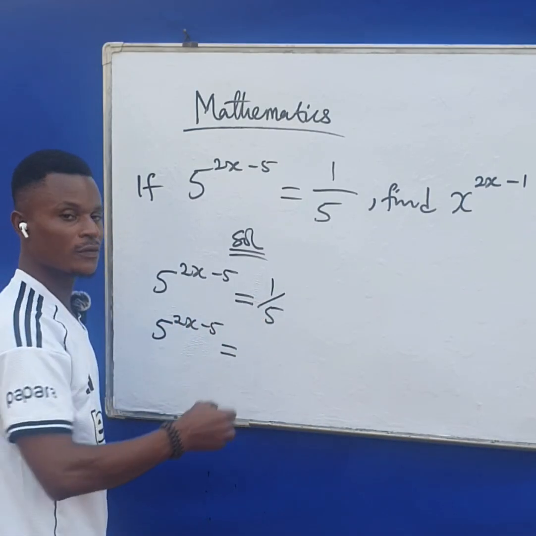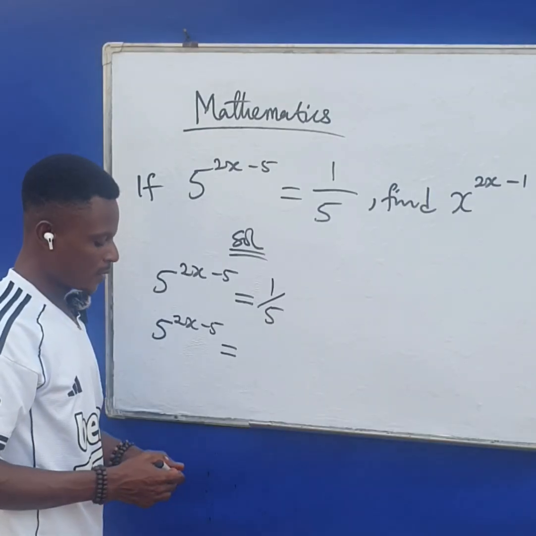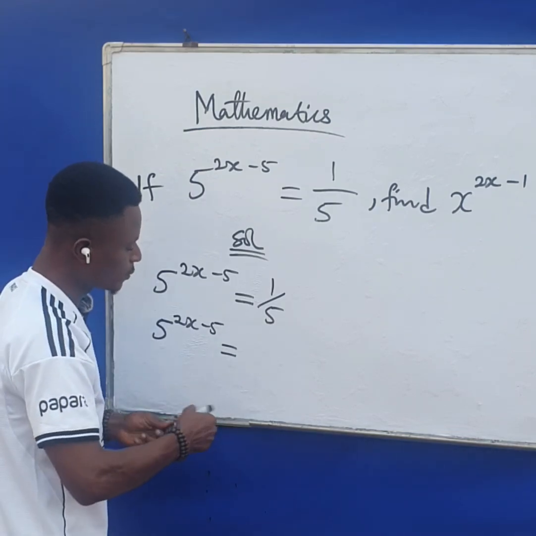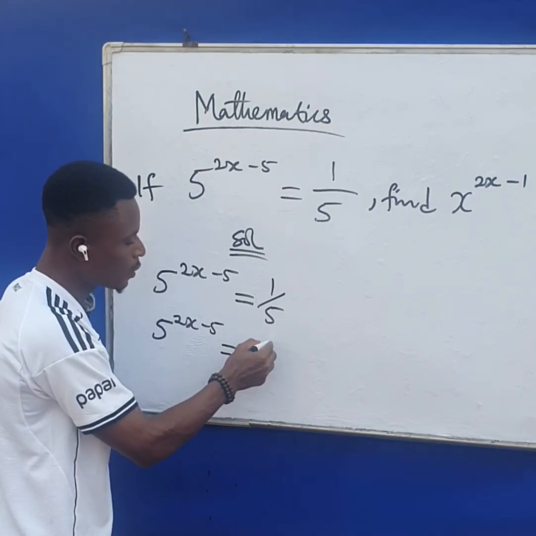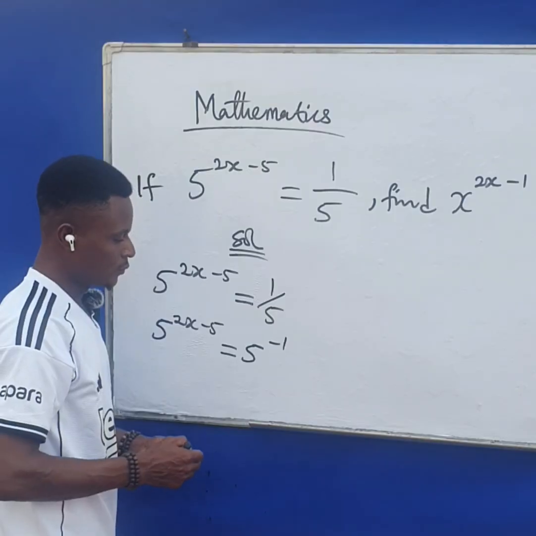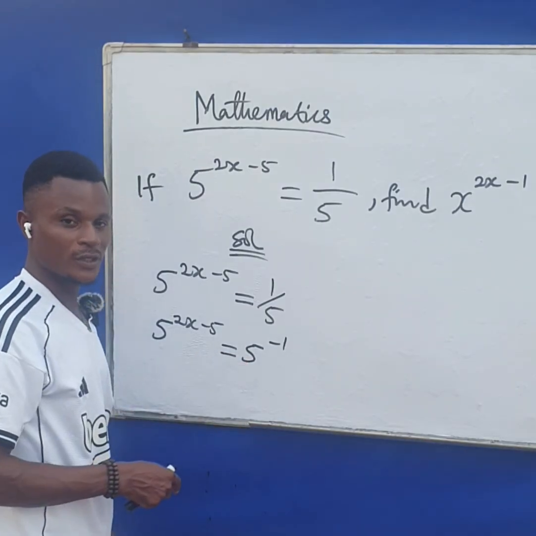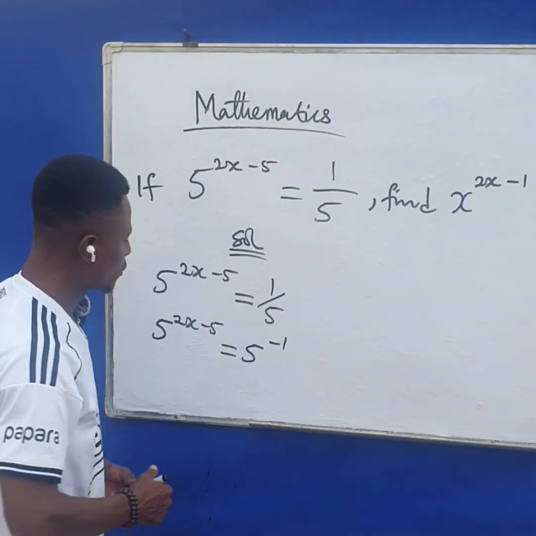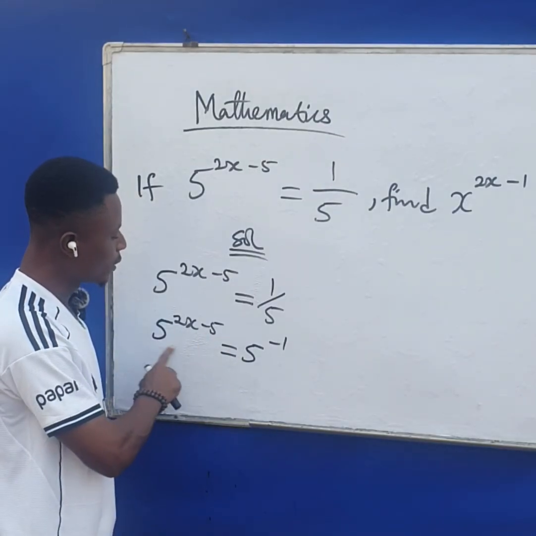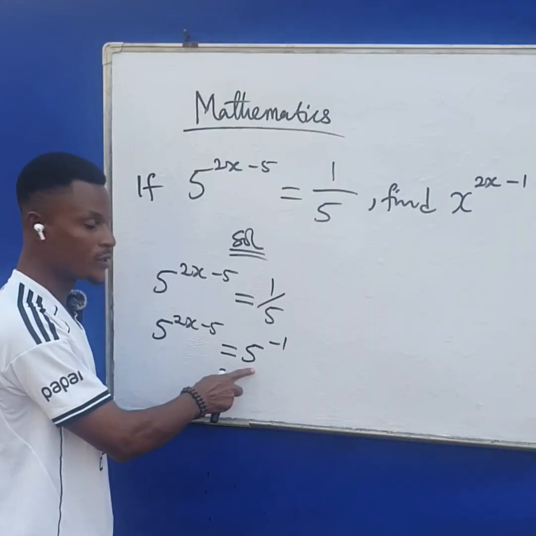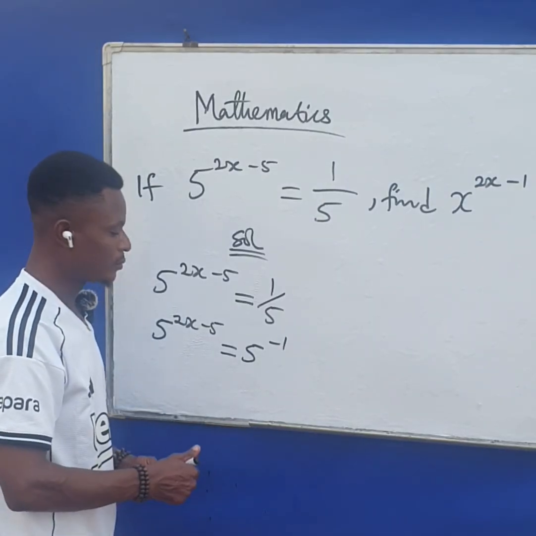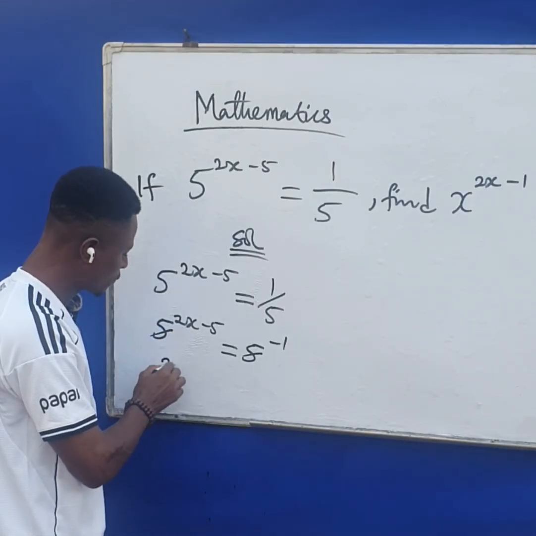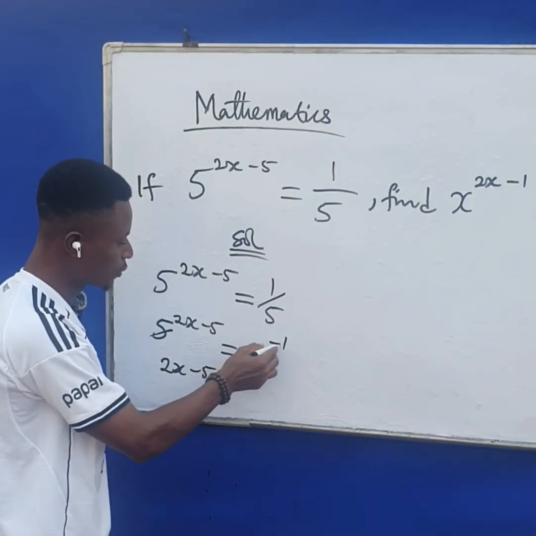So how do we write 1 over 5 in exponential form? Anytime you have 1 over any number, just write down that number, which is 5, and then raise it to the power of negative 1. This is in accordance with the negative power law of indices. These two are the same thing. You understand? So now if you look at the equation, you can see that they are both in exponential form and in the same base. Because the bases are the same, they will cancel. And we are left with 2x minus 5 equal to negative 1.